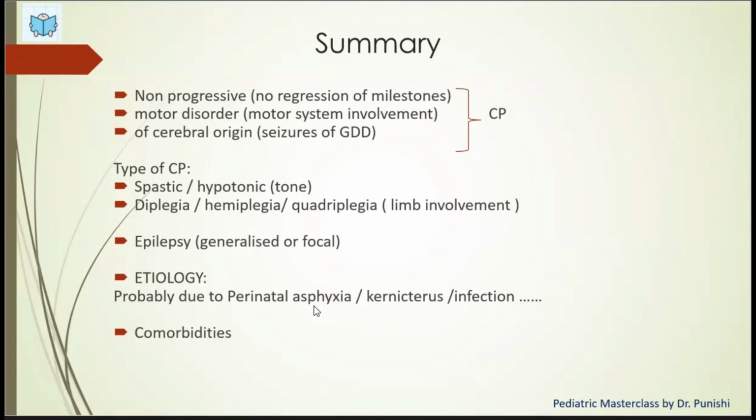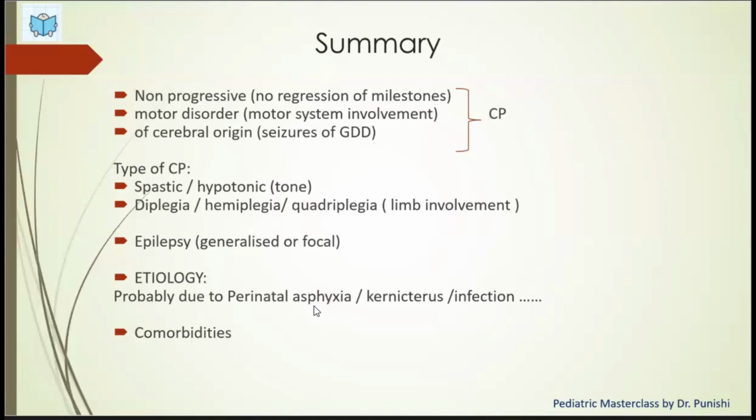Of cerebral origin, why am I saying that? Because the child has a history of seizures. Seizures, like we saw, originate from the cortex. So when there's a history of seizures or a history of global developmental delay, both of these point towards a disorder of cerebral origin. So when I say these three points, non-progressive motor disorder of cerebral origin, they point towards the diagnosis of cerebral palsy.